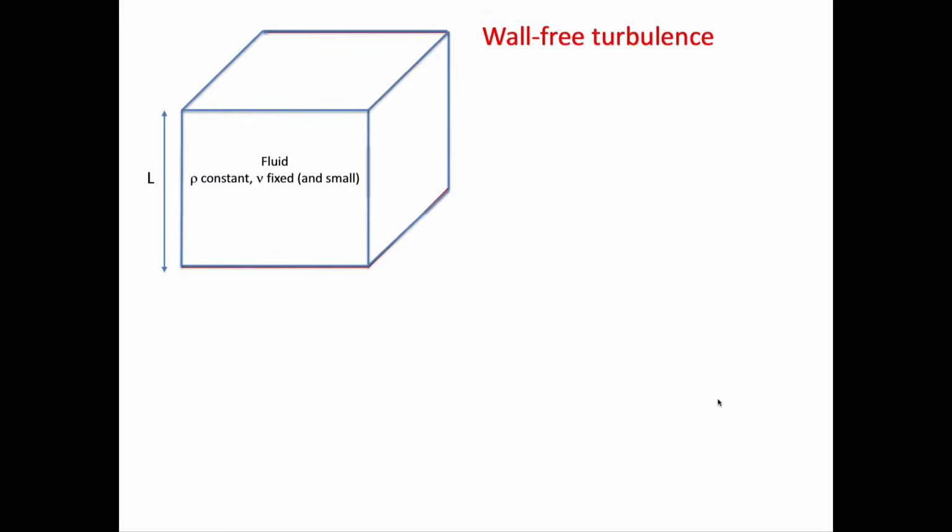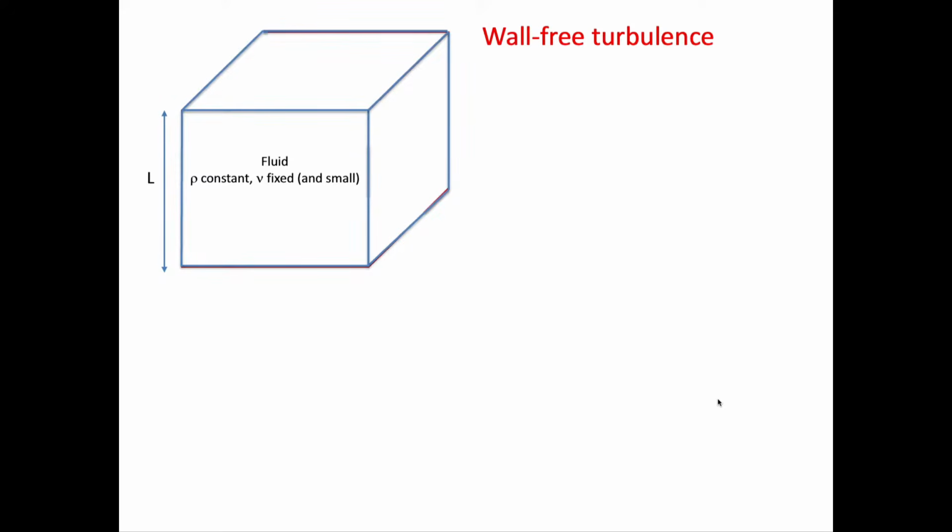We use this device, which is just a box. It has periodic boundary conditions, so what goes in on one wall comes in through the other. It contains a fluid of constant density rho and fixed viscosity. The viscosity is small, only to make the Reynolds number very high. And it has a size L, let us say.